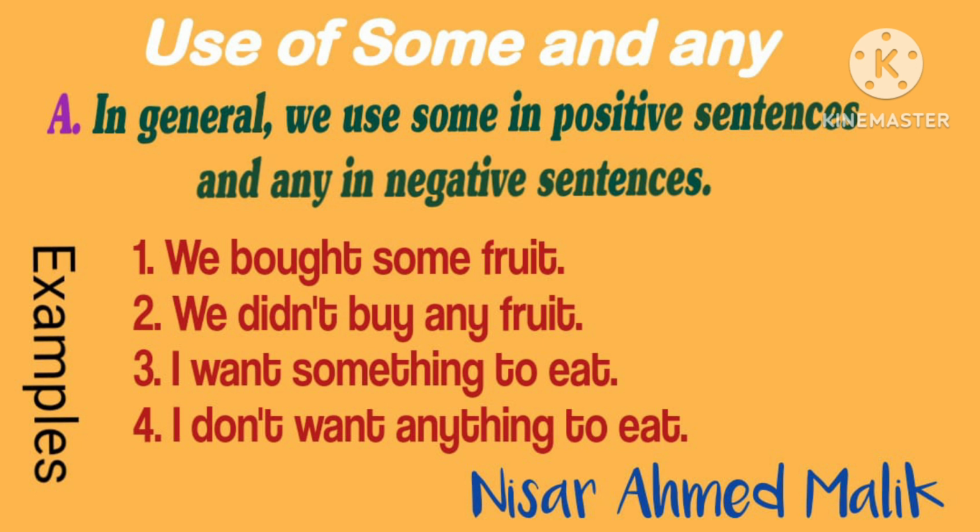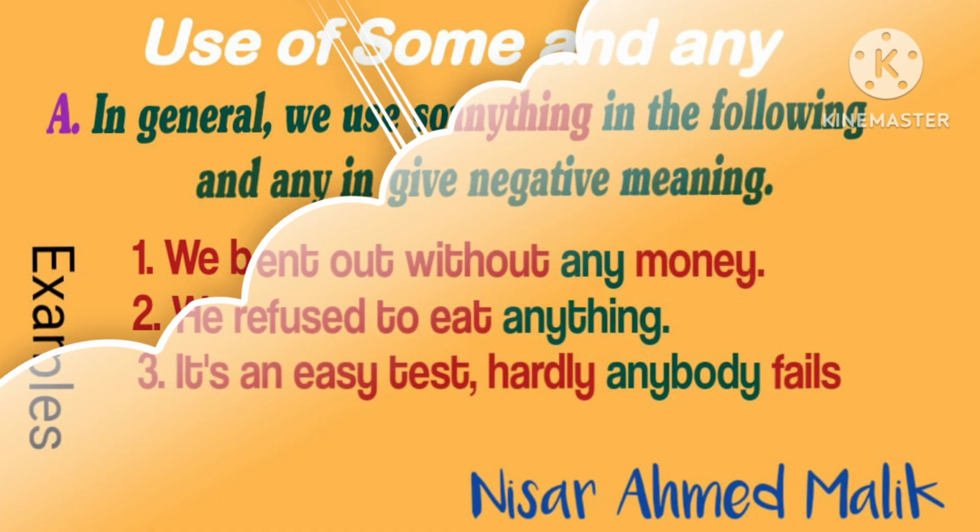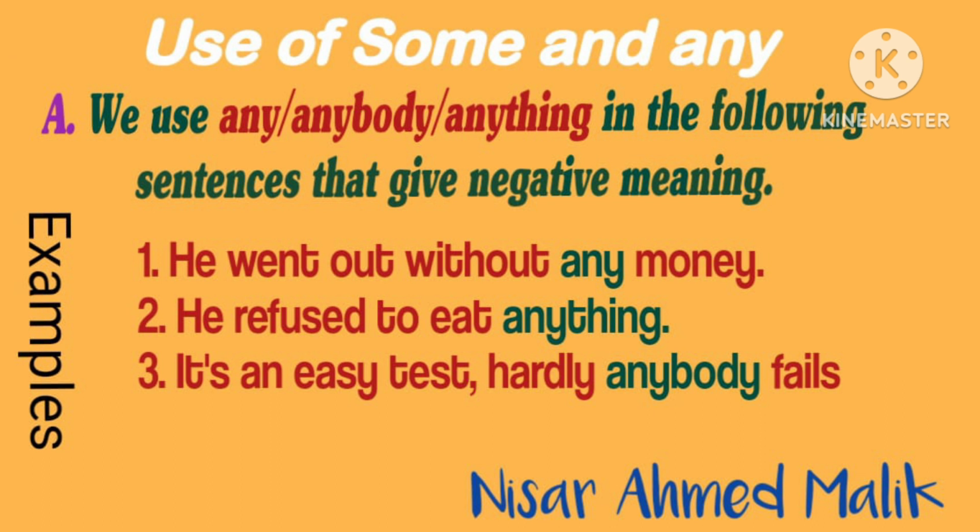3. I want something to eat. 4. I don't want anything to eat. We use any, anybody, anything in the following sentences that give negative meaning. Examples. 1. I went out without any money. This sentence is positive but gives negative meaning. So here we use any.